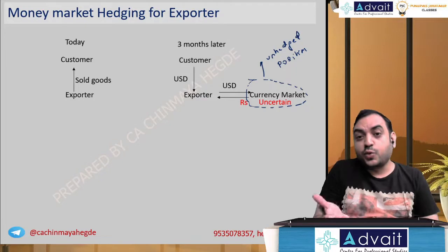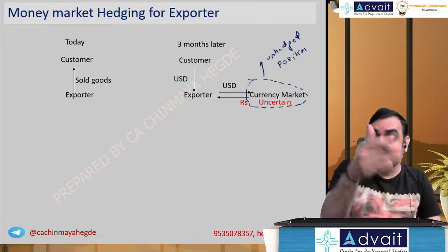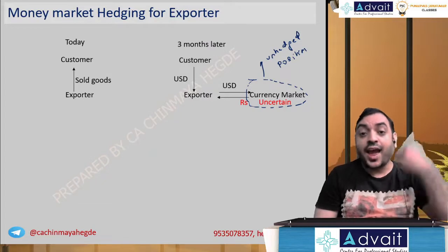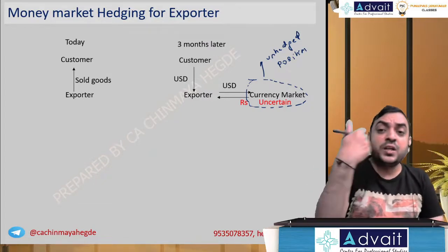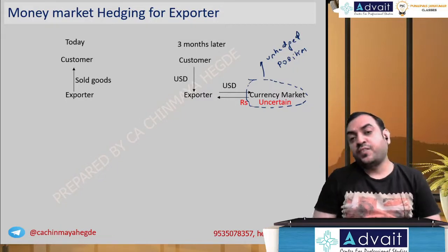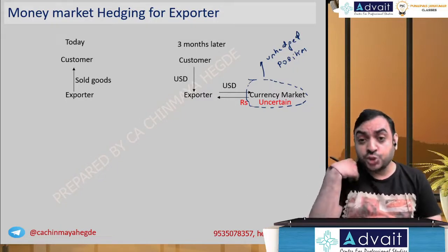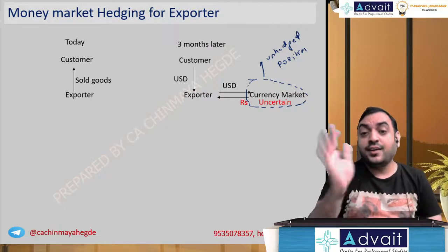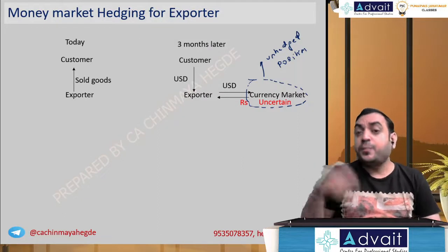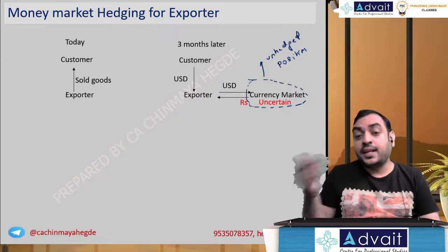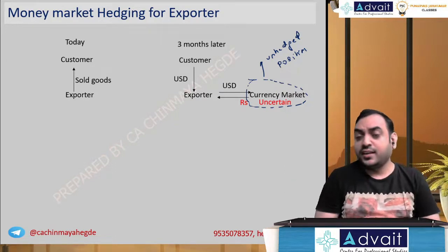Of course, that you'll come to know only on expiry. But as a post-mortem analysis, we might have to give a comparison. Had you done forward hedging, what would have happened? Had you done money market hedging, what would have happened? Had you kept the position open, unhedged position, what would have happened? Then we say, oh, this would have been the best. As a post-mortem analysis, of course, not known earlier, this will be known only on expiry date.